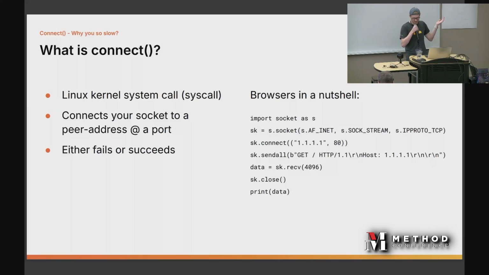So in a nutshell, this is how a browser works. We open up a socket. We tell it to use the TCP protocol. We make it connect to some website, in this case, Cloudflare's 1.1.1.1 at port 80, and we send an HTTP request to it, and notice how it is just plain text here.